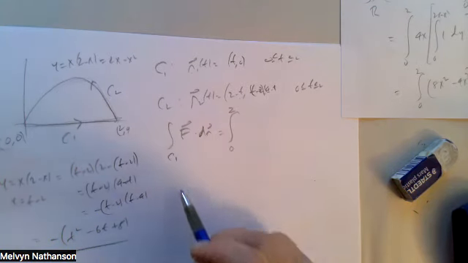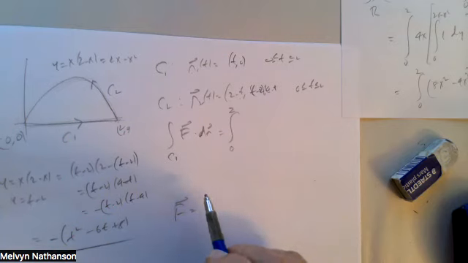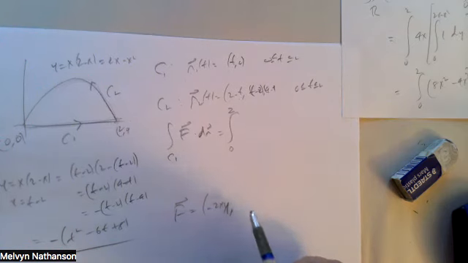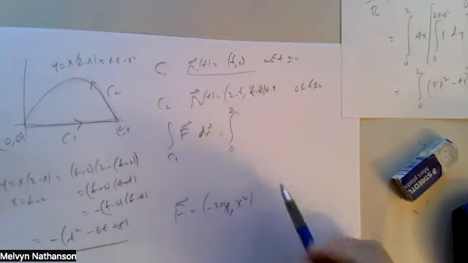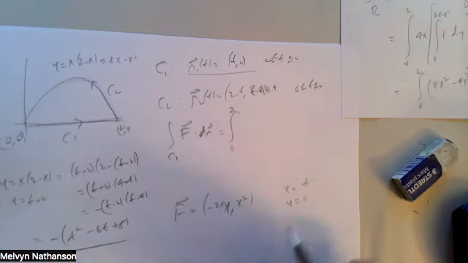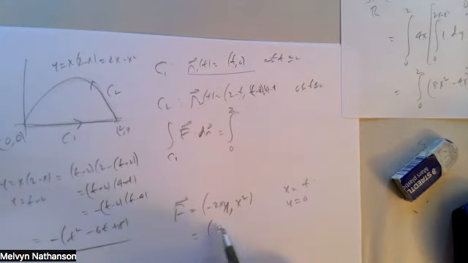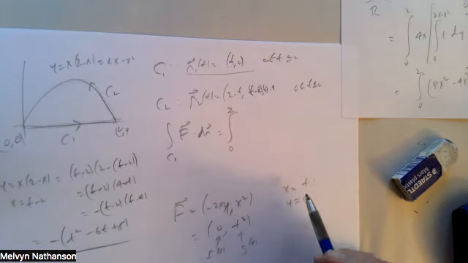Where's my vector field? Write it down here. My vector field is minus 2xy, x squared. So along the first part of the curve, x is equal to t and y is equal to 0. So this is minus 2 times t times 0, comma x squared, which is t squared. This is my function f of t. This is my function g of t along this first part of the curve.